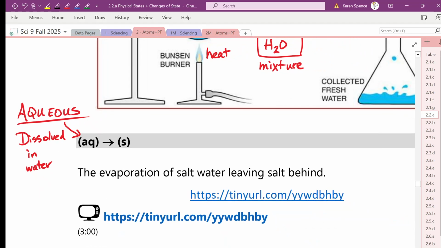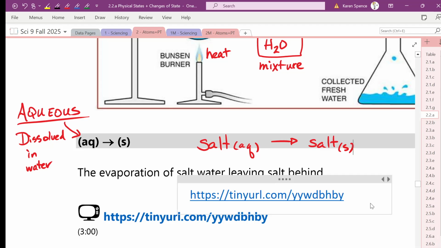So we're going to take a look at what happens when we've got salt water. We're going to take salt, which is aqueous, and we're going to turn it into salt, which is solid. So that's the other part of the distillation. And there's a little animation here. Hopefully this is good. I don't remember how good it is, but let's take a look and see if it's any good.